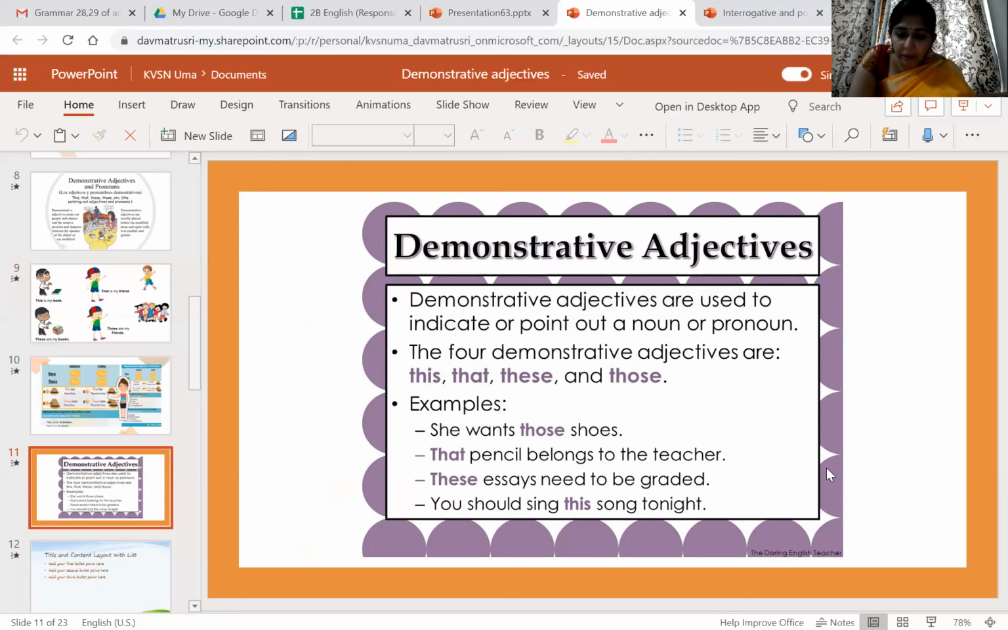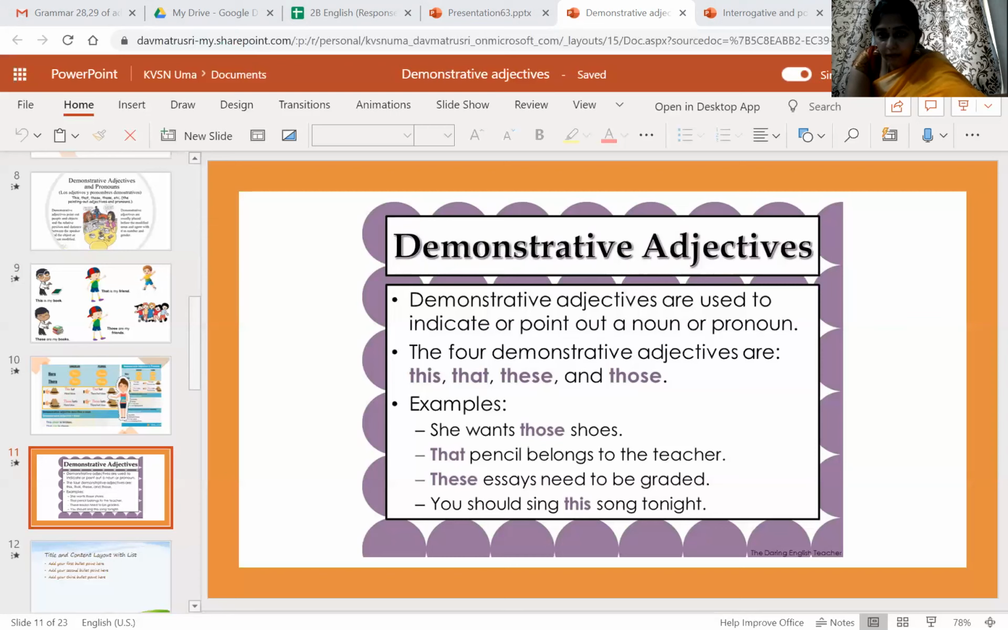That pencil belongs to the teacher. Which pencil? That pencil. So underline that, and that should be the demonstrative adjective. These essays need to be graded. These essays. Which essays? These. So these is termed as demonstrative adjective. You should sing this song tonight. Which song? This song. So this should be underlined. So that way we have to identify demonstrative adjectives, children.